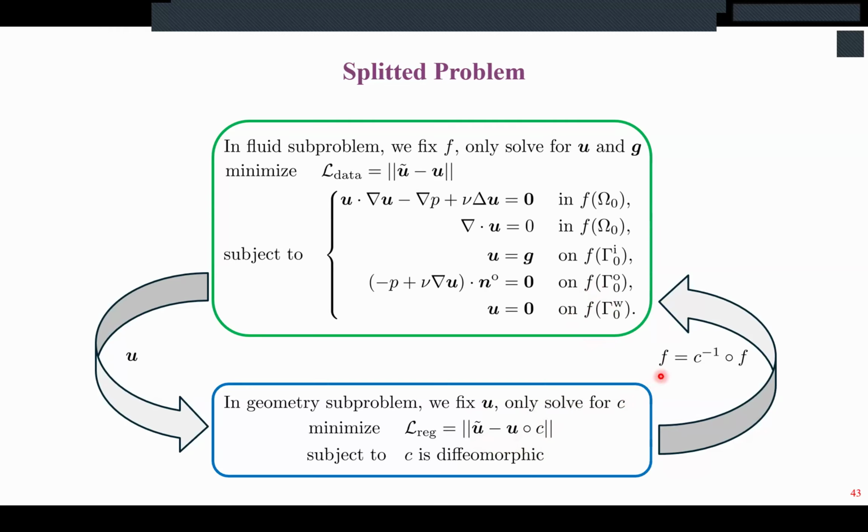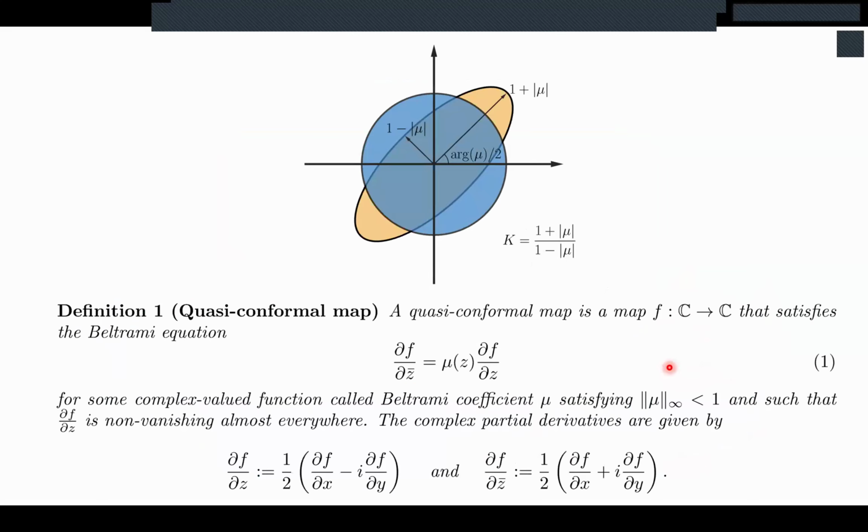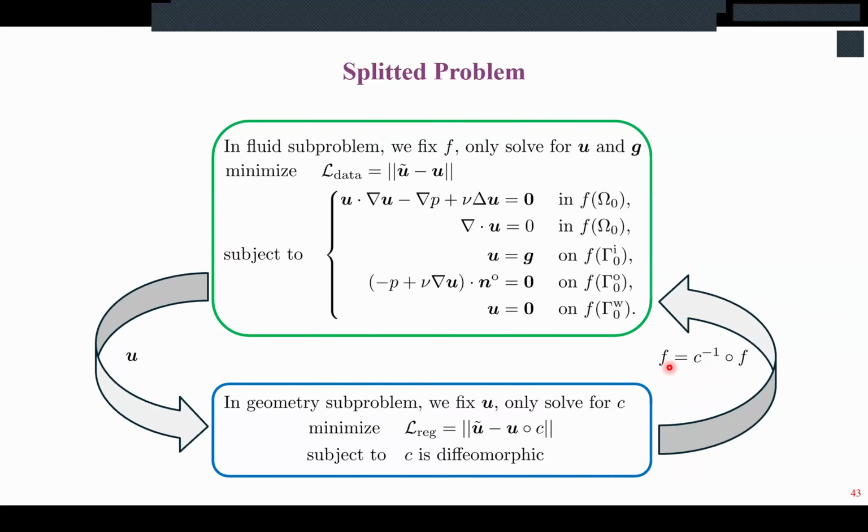Okay, so of course we do alternations between the fluid subproblem and the geometry subproblem, and every time we do the alternation, for the new mapping F in the next iteration, we will have a C inverse composed over it to obtain the new F. So just now we said this mapping C should have some topology preserving properties. So how can we make that?